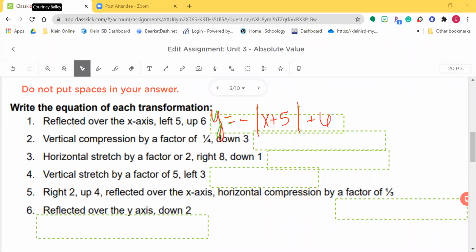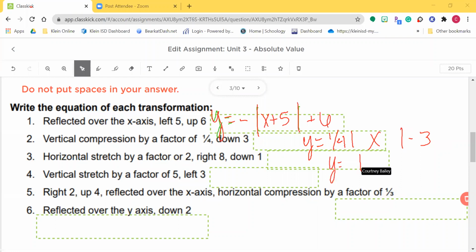Now, my second one, y equals my skeleton. Vertical, inside, outside? Outside. 1/4 or 4? 1/4. Thank you. Down 3, inside, outside? Outside. Plus or minus? Minus. What has to go inside? X. X, very good. Thank you to all my kids answering.